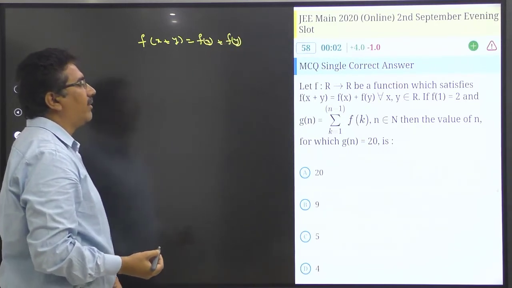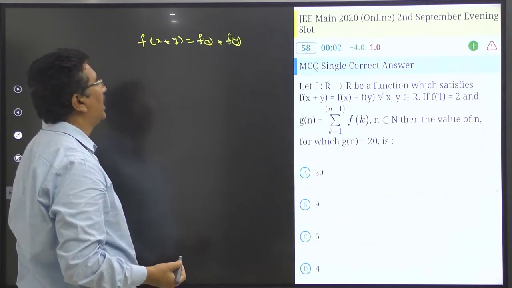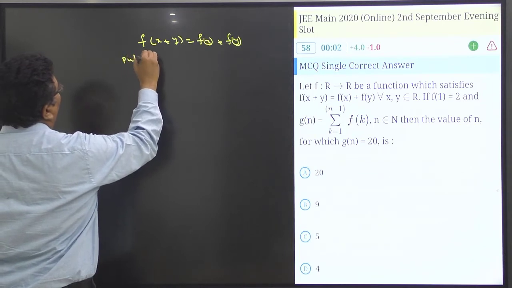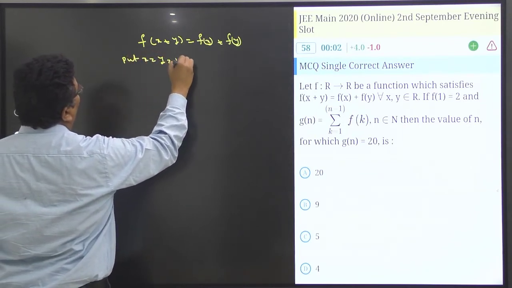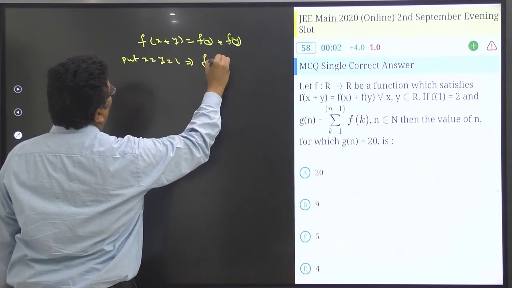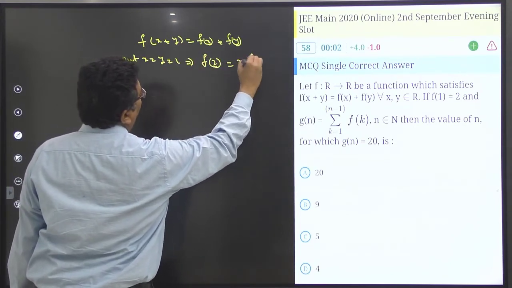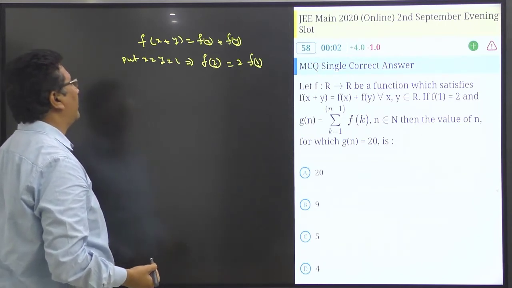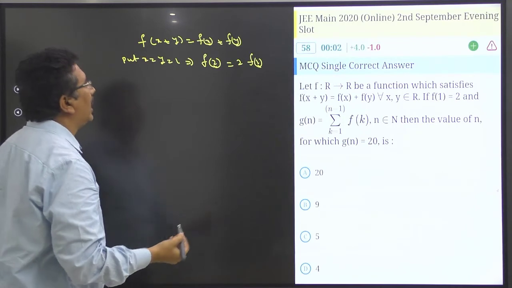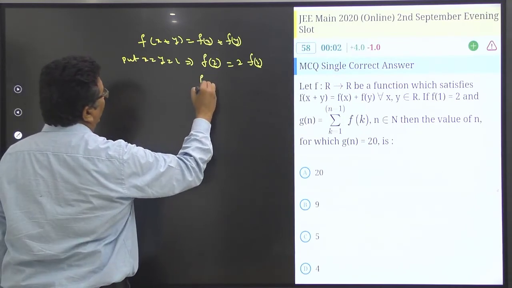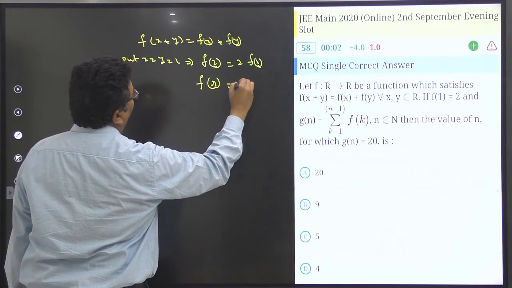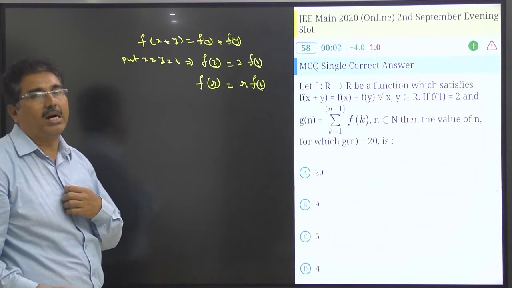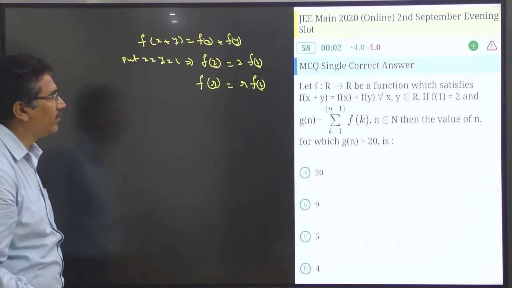Also given f of 1 is equal to 2. Here put x equal to y equal to 1. That implies f of 2 is equal to 2 into f of 1. Continuing like this, f of r is equal to r into f of 1.